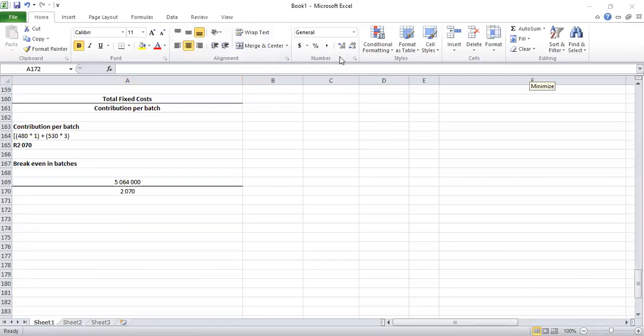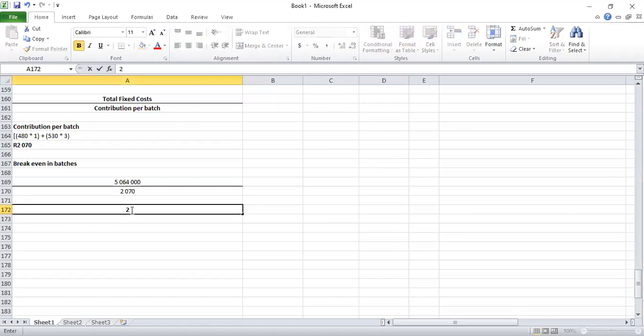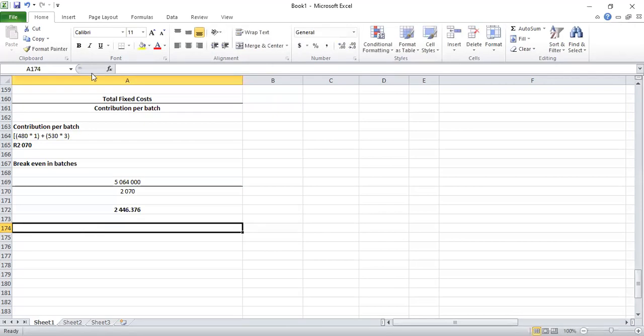Can you just maybe round off to about 3 decimal places? It's not yet the final answer, so we can round off. 2446.376. These are not yet the units, so we're allowed to round off at this stage. Then now we'll do the breakdown.